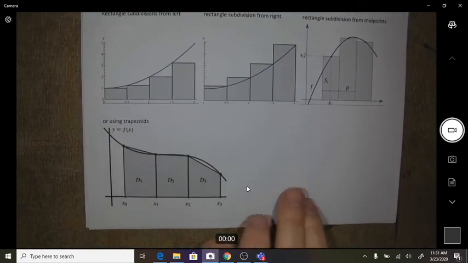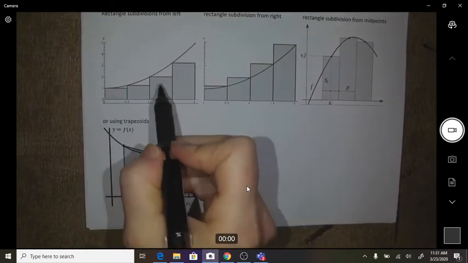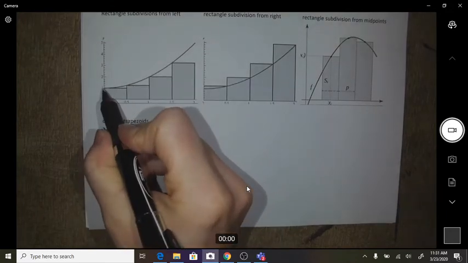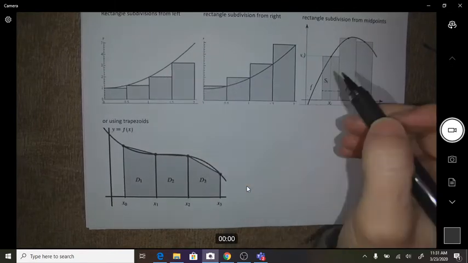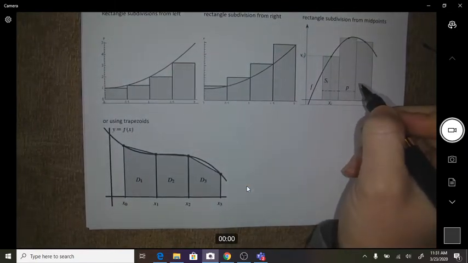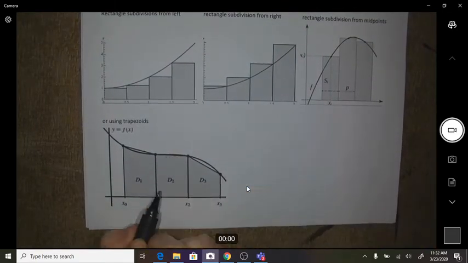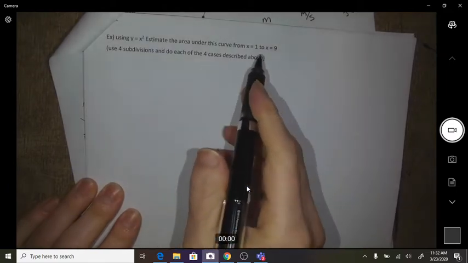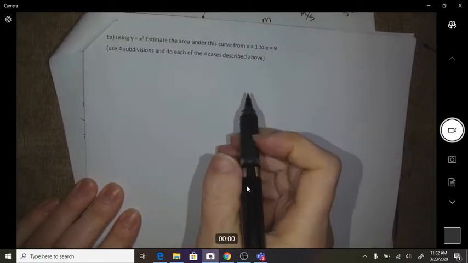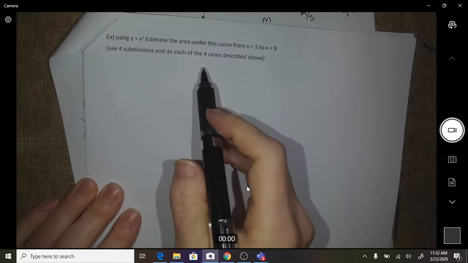So I have 4 methods here. You're going to use rectangles from the left side. You could use rectangles from the right-hand side. You could use rectangles from the midpoints, or you could use a trapezoid shape. Okay, so the first one is, if you have the curve y equals x squared, you're going to estimate the area from 1 to 9 using 4 subdivisions.